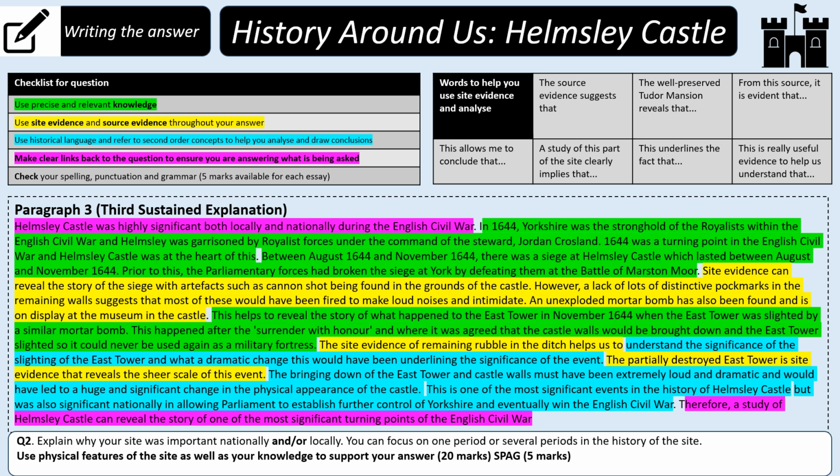Okay, now you're definitely going to want to write about the English Civil War as well for this question. It's going to be a key element of analysis. So let's look at this third paragraph. Helmsley Castle was highly significant both locally and nationally during the English Civil War.